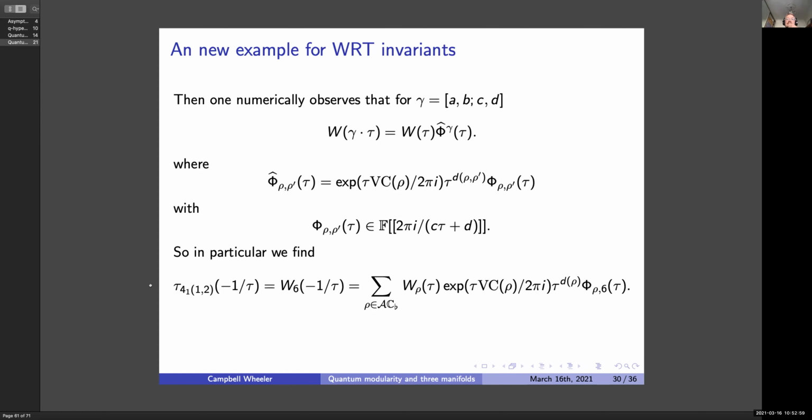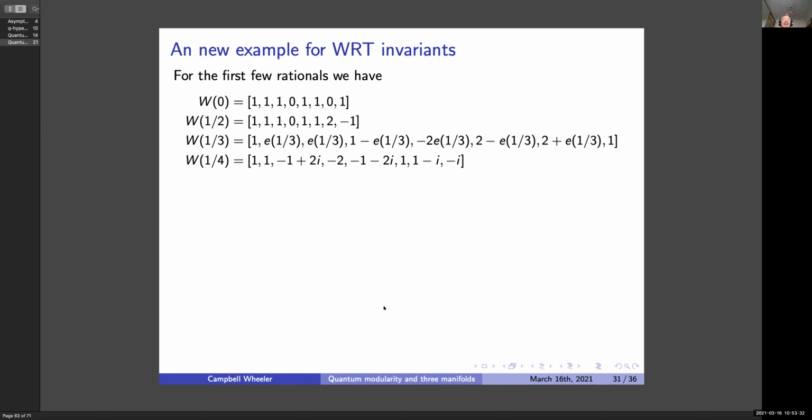And so for the WRT invariant in particular, we have a sum over the flat connections, the SL2C flat connections, multiplied by each of these functions at tau. And we have this exponential term, and so on. So this looks like Witten's asymptotic expansion conjecture. However, there's this function here that wasn't there. And we're also summing over the complex connections, the SL2C connections, instead of the SU2 connections. So how does this relate?